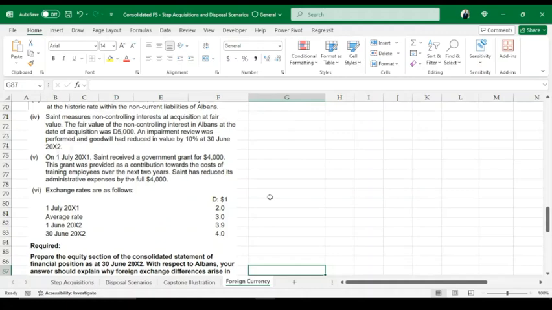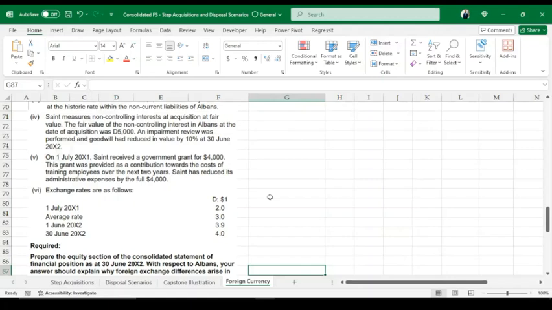Exchange rates are as follows. So we have dollars to $1. So how many dollars are making $1 on which particular date? So we are saying that on 1st July 20X1, $2 was equal to $1.